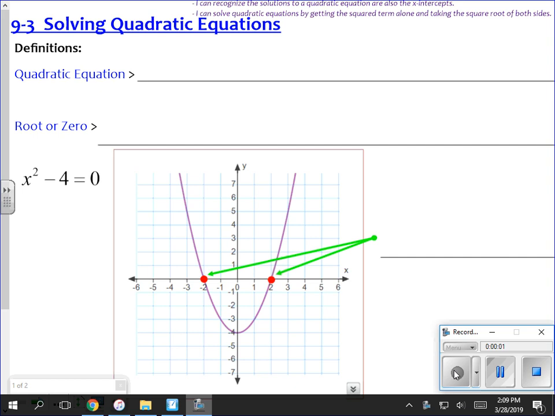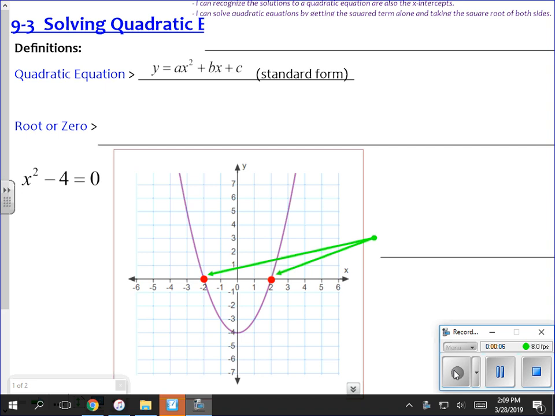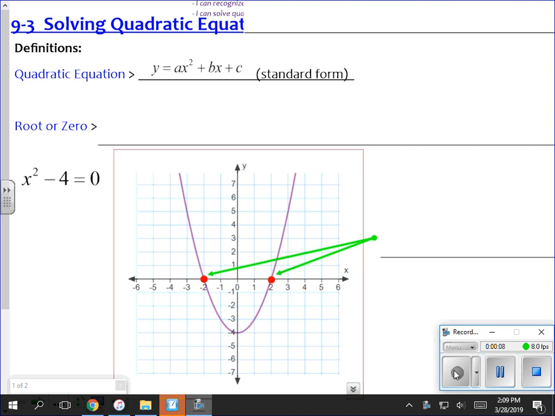So, definition once again, quadratic equation. We talked about this on Tuesday. This is your standard form: y equals ax squared plus bx plus c. Once again, that's standard form. A, b, and c are coefficients. They're the numbers in front. A is how many x squareds we have. B is how many x's we have. C is whatever number's left over. This will become more important. Understand that later on. Okay.